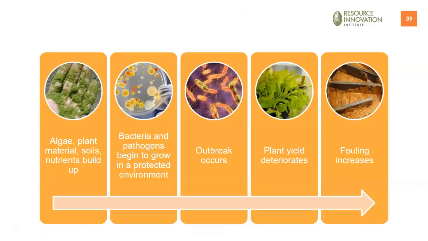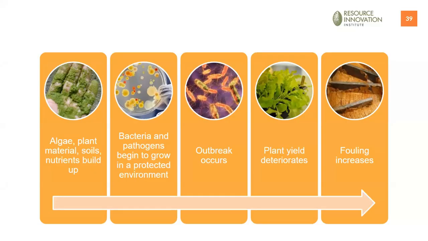So why is it important to filter all of these particles? The answer is because this algae, plant material, and soils that are the particulate create a great environment for bacteria and pathogens to begin to grow in a protected environment. They have a little microenvironment where they create a good area to grow. It's hard to get disinfectant in there. The pH may be localized, and that slows the flow down. So it really creates a nice environment.